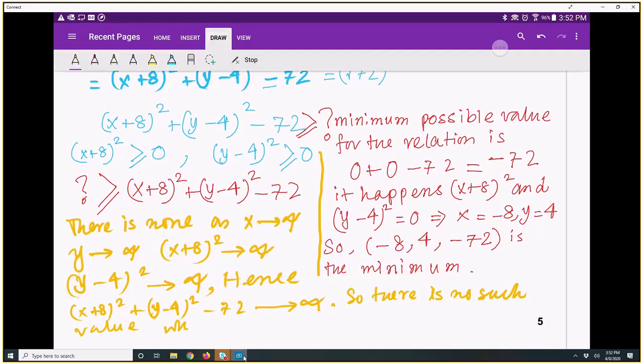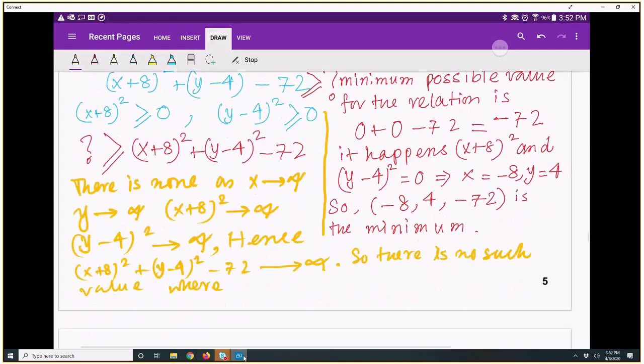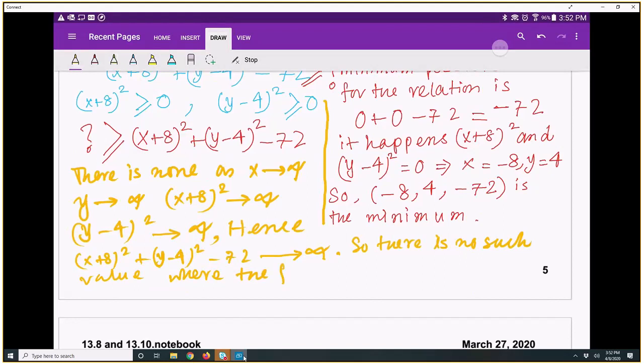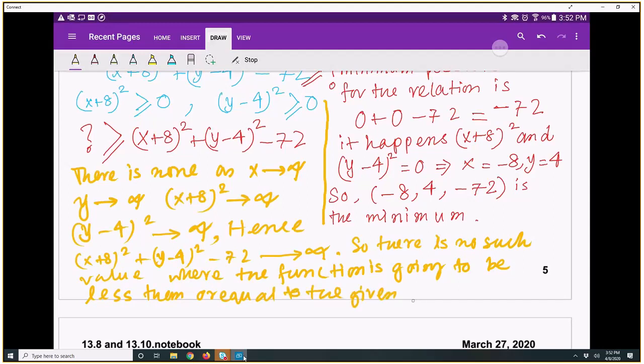where the function is going to be less than or equal to the given values. I cannot find one such value for which I will have my function less than or equal to that given value. So no maximum.